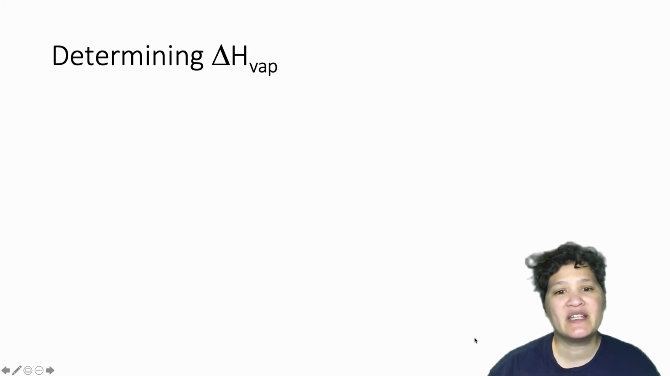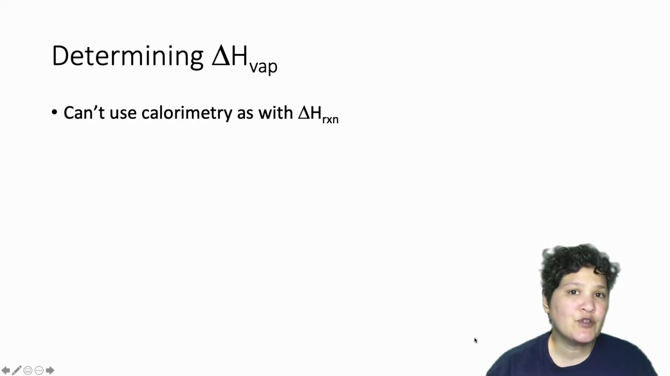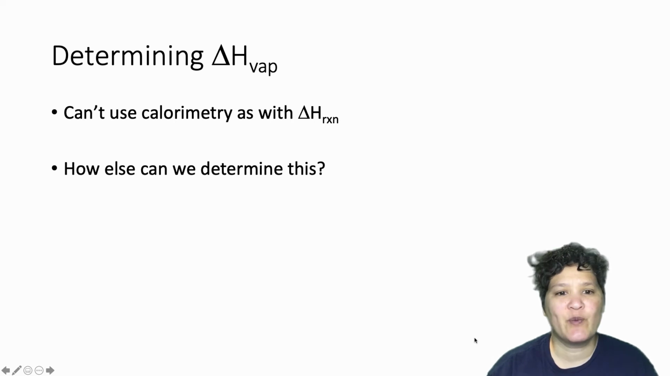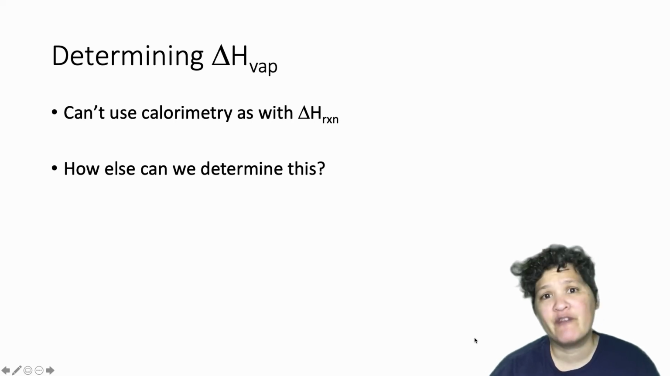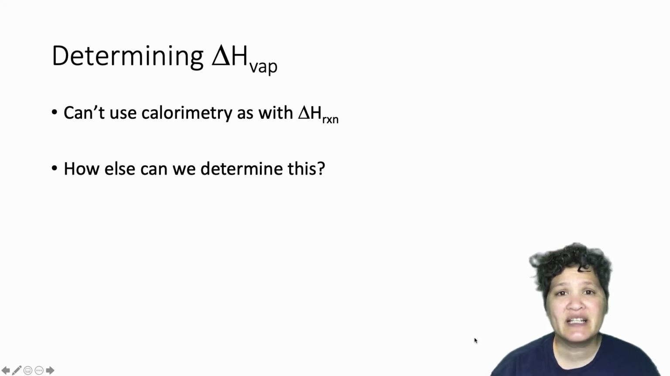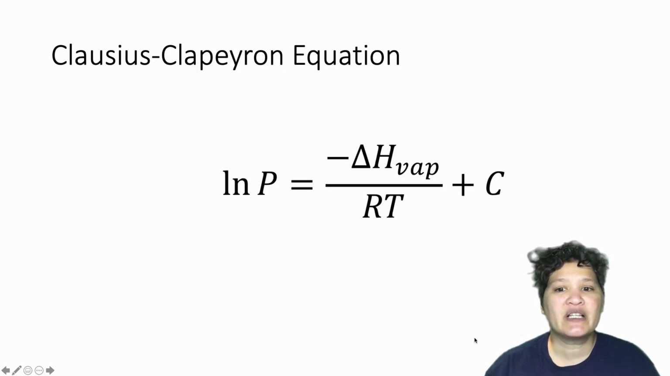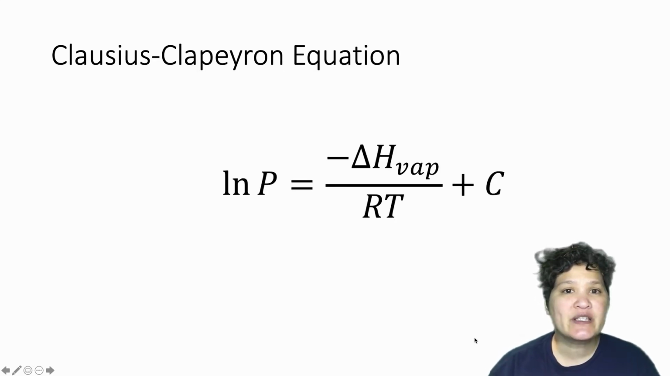So how do you know what the heat of vaporization is for a liquid? When you were doing enthalpies in lab, you used calorimetry, but that technique only works well for heats of reaction. It doesn't work well at all for vaporization. So we need to think of a way that we could measure stuff in lab to find the heat of vaporization. And luckily, we have an equation that will help us do that. It's called the Clausius-Clapeyron Equation, and it looks like this.